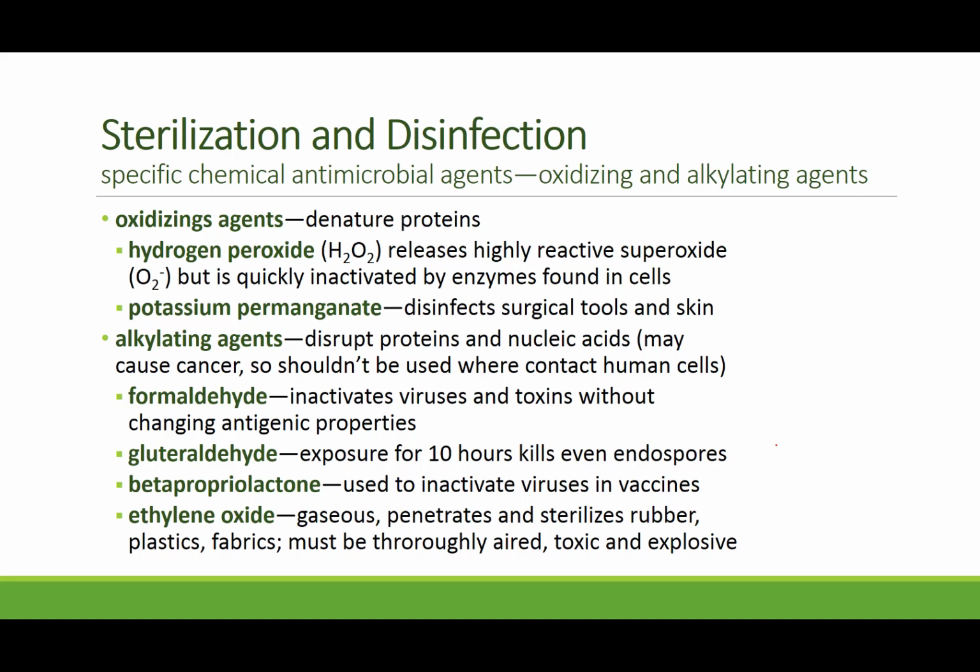Beta-propionolactone, there we are, is used to inactivate viruses, and so it sterilizes vaccines and prevents viral contamination of vaccines. And ethylene oxide is used as a gas, and you can pump ethylene oxide into a chamber and then use that to sterilize, because it penetrates materials. It'll sterilize rubber and plastic and fabrics. But before you can use it, you have to thoroughly air out these materials because ethylene oxide is very toxic and is explosive. So super reactive material.